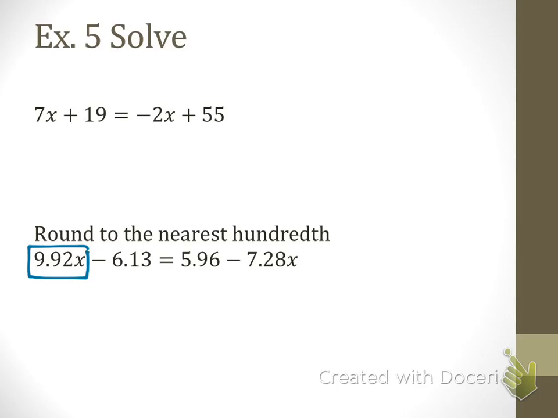Perfect. Here's a like term. Dominic, what are my other two like terms? Very good. Negative 6.13 and 5.96. So I need to combine these. So Tommy, what should I do first?